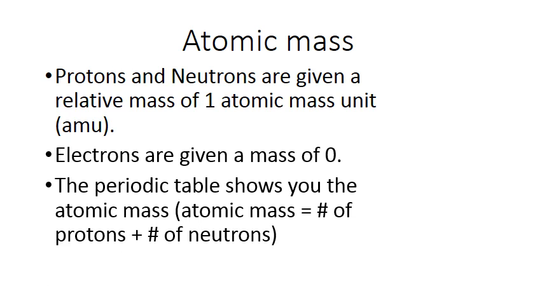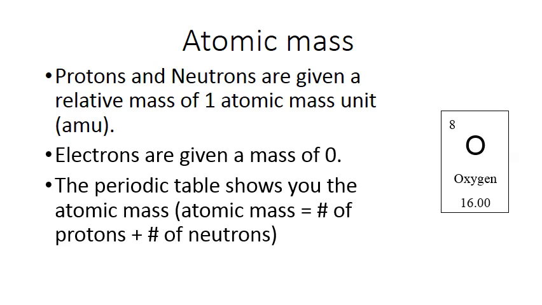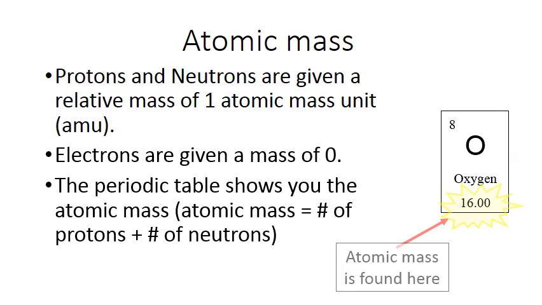And then the periodic table shows you the atomic mass. And the atomic mass is the number of protons plus the number of neutrons. So here we have a box from the periodic table. And in this box we have the atomic mass at the bottom. And you'll know it's the atomic mass because it'll probably be the biggest number in there.